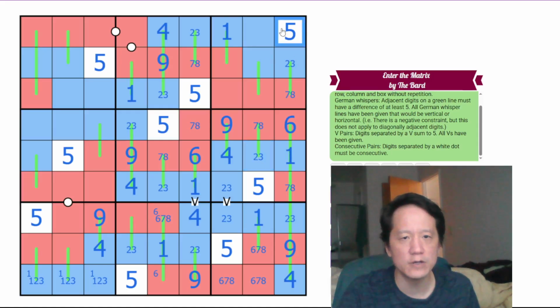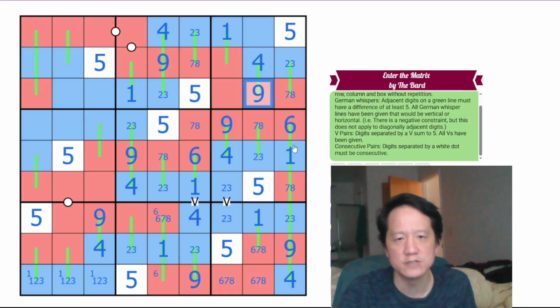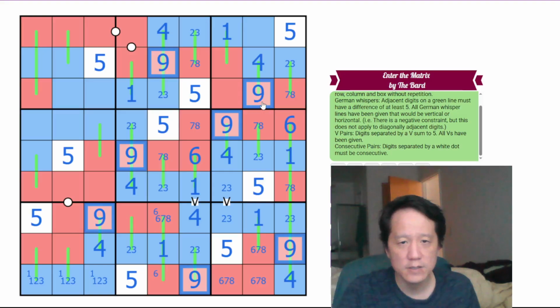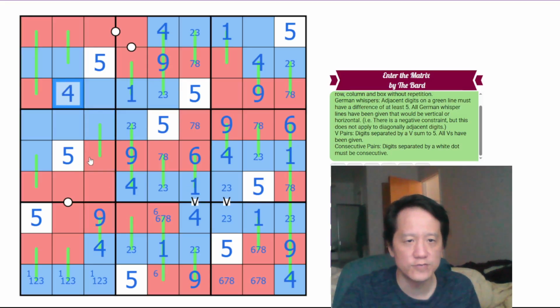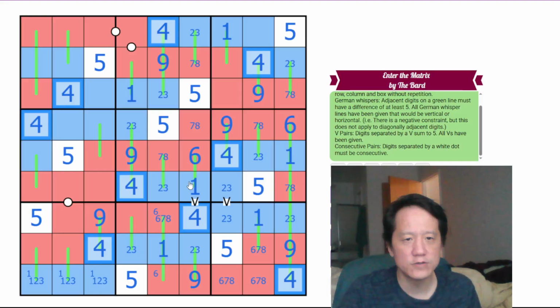4 cannot be here. Where's the 4 in box 3? It has to be here, which forces this to be 9. 4's here, so 4 cannot be here, cannot be here, it must be here. So this is 4. 4 can't be here or here. So 4 is one of these 2. And this can't be 4 because of that 4 here, so this is a 4. That's all the 4's.